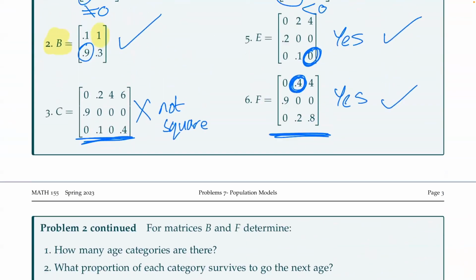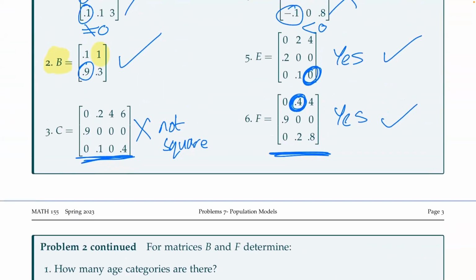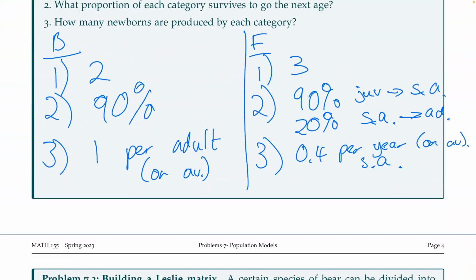And then for adults, how many offspring on average are adults producing? 4. Yeah, so that's this one up here. Remember our births, when I say it's above the main diagonal, it's everything along the top row. Okay, so that's what we care about. It's that 4 there. So that's 4 per year on average for adults.